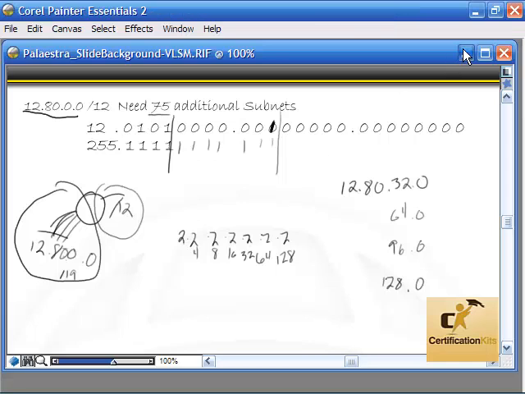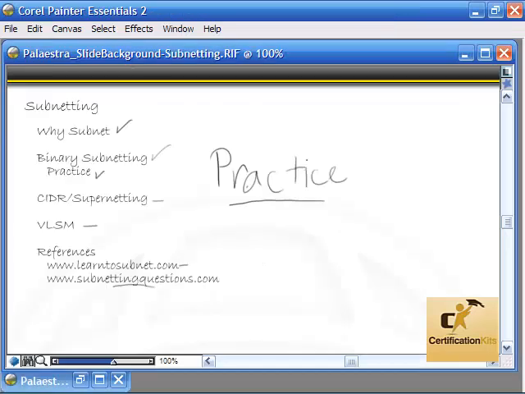So we have talked about subnetting, why we subnet, binary subnetting, we did a practice problem with that. CIDR, also known as supernetting and CIDR notation, something like that. Variable length subnet masks, and again, here's a couple of references for some practice. Learn to subnet.com and subnettingquestions.com.